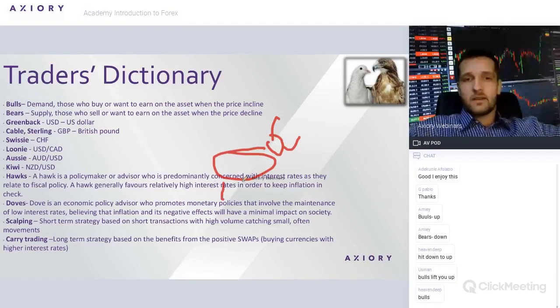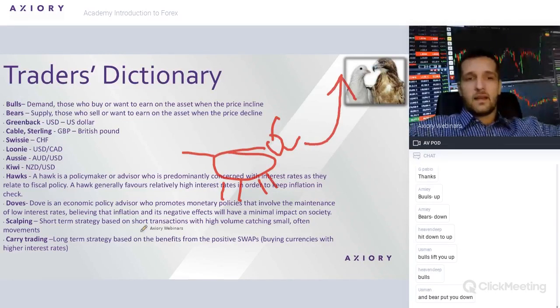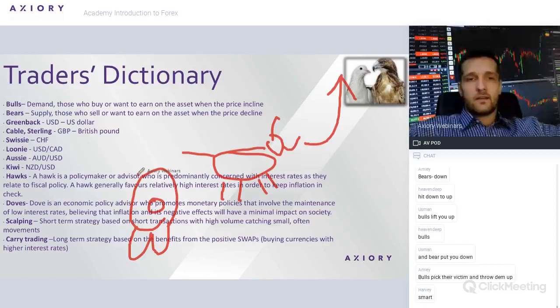Let me create a bull for you. This is a really nice bull. They attack from the bottom to the top. And the bear: this is a very fat bear. It attacks from the top.